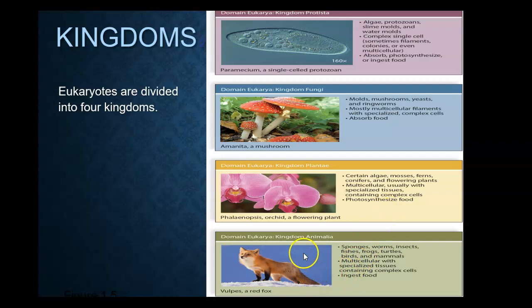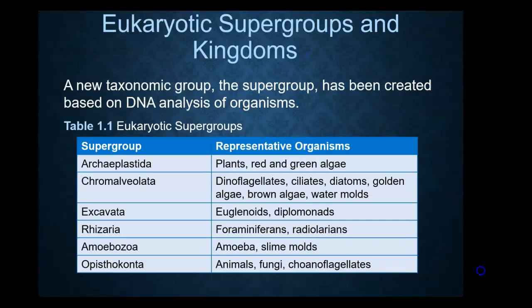All right, then finally the kingdom Animalia. This includes sponges, worms, insects, fishes, frogs, turtles, birds, mammals. We know that these guys are multicellular with specialized tissues that carry on particular functions as well. And it says, well, how do they get their food? They ingest their food. For example, the big tiger or lion can hunt down and eat some other animal.